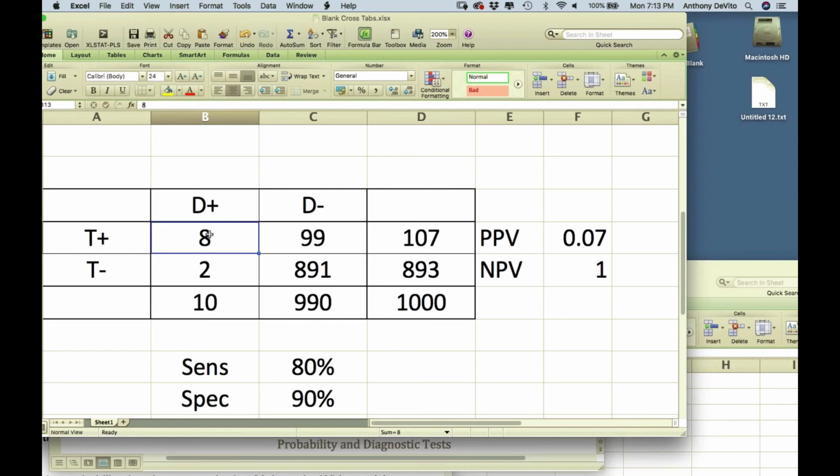What happened to the denominator, the total number of positives? Well, that got smaller, but look what happened to the false positives. They went way up because we were testing so many more people that don't have the disease. Even though the sensitivity is very good, we still got a lot of false positives from that, right?